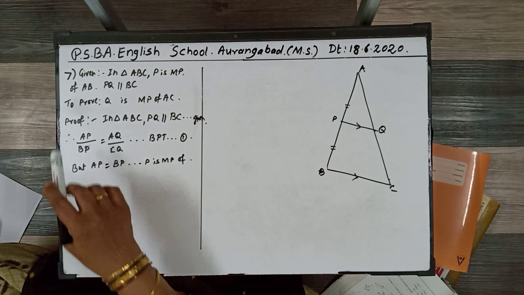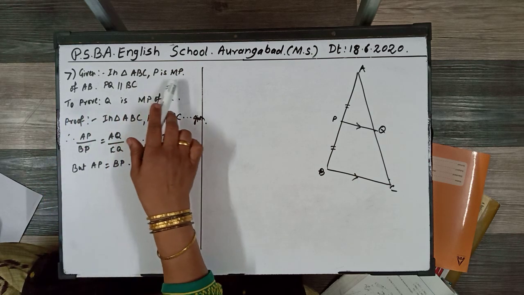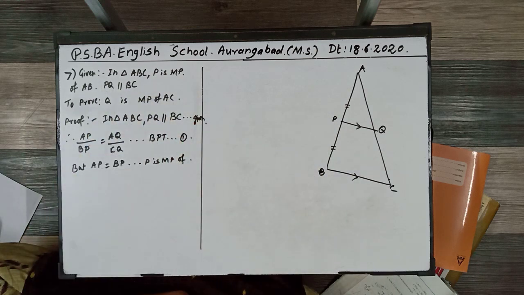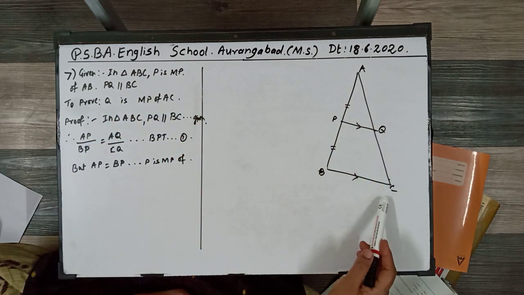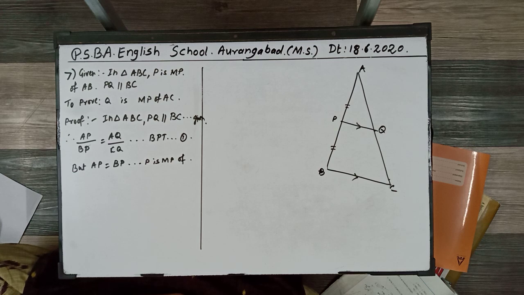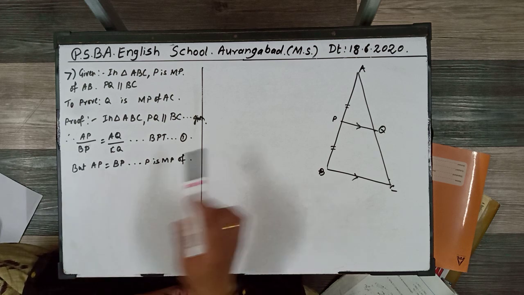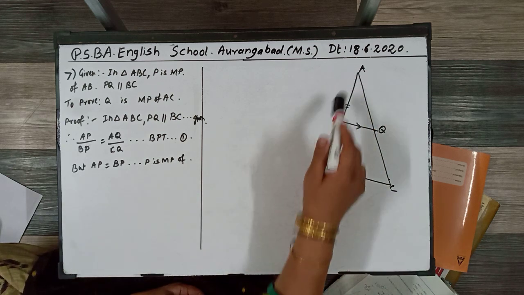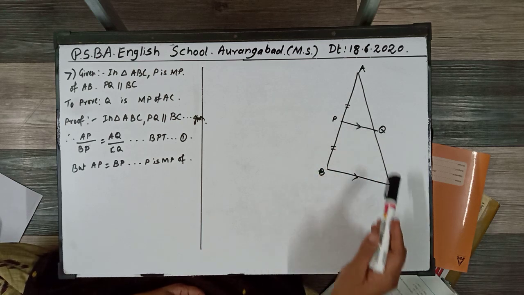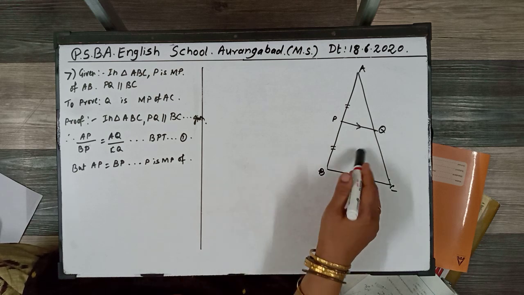Here given to us is, in triangle ABC, P is the midpoint of AB, and PQ is parallel to BC. We have to prove that Q is the midpoint of AC. Correct? That is the given and proof for the midpoint theorem. The same we are going to prove by another method. Now the proof will be: we have drawn the triangle, P is the midpoint of AB, PQ is parallel to BC. We have to prove that Q is the midpoint of AC. So this is the figure.